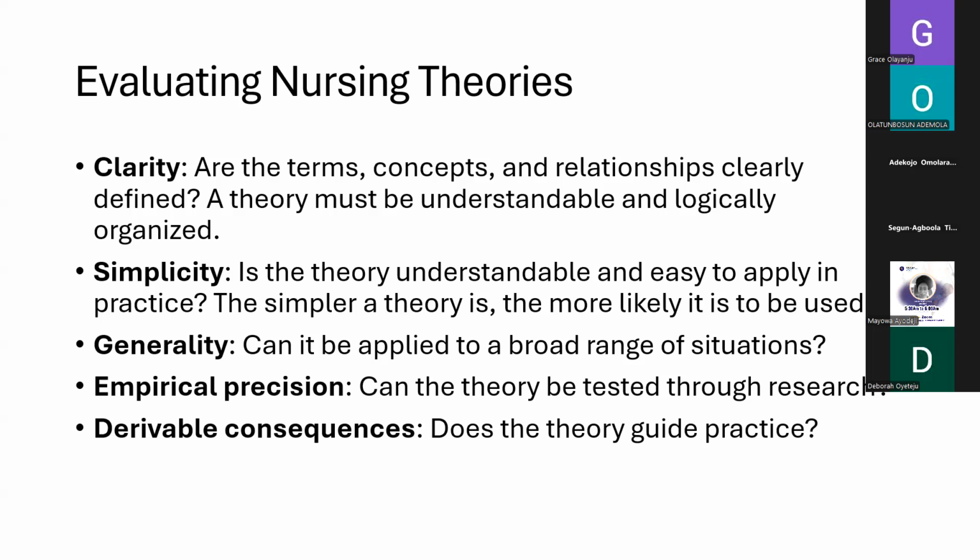Her theory was first called the theory of man-living-health. Now, because feminism came up and they were saying man is gendered, she changed it to human becoming. That's why she moved it from man-living-health to human. Human is general, human becoming. And then what does it mean to become?